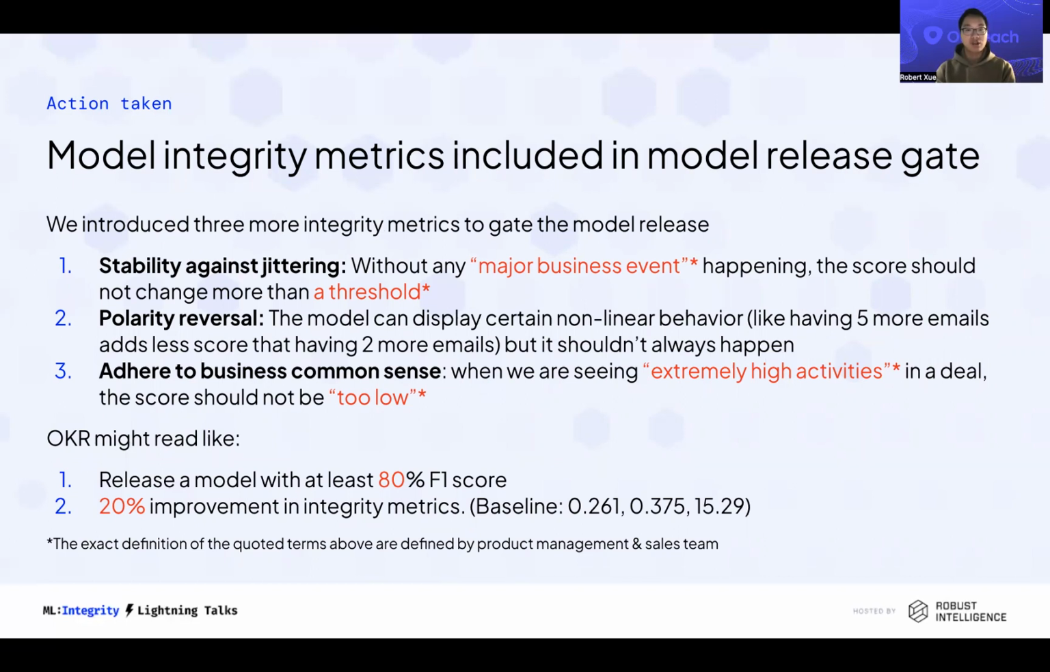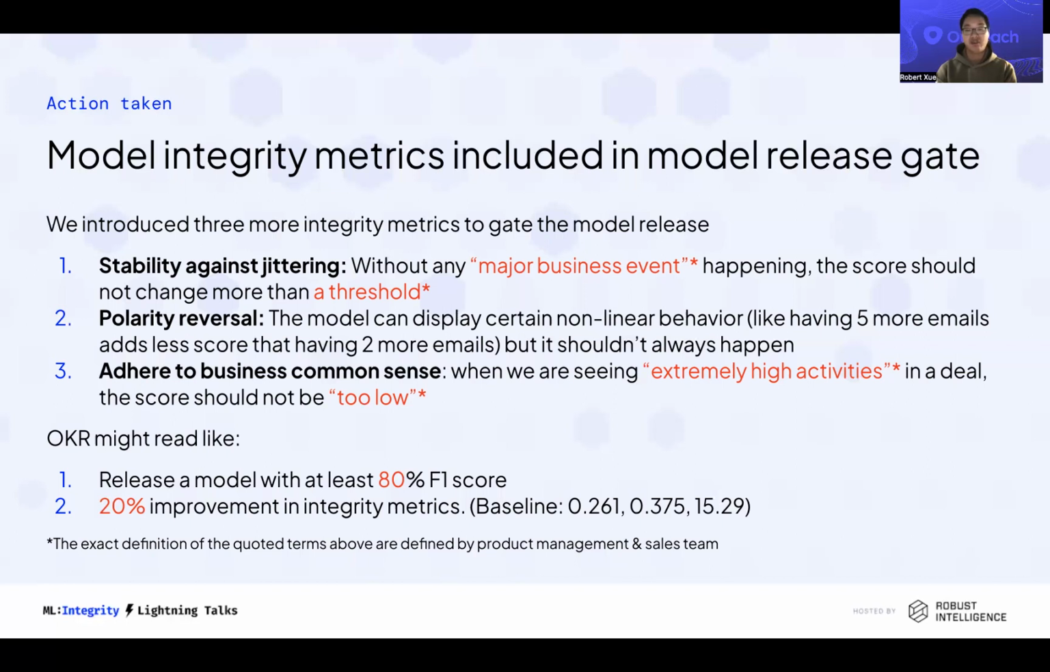Our partner team, our product manager partners, helped define what actual major business events means by conducting interviews with our account executives. The second metric is how many times has the priority reversed. Basically, we want to measure how many nonlinear behaviors are shown among certain important axes. We have already identified that the number of emails is a pretty important feature in our model.